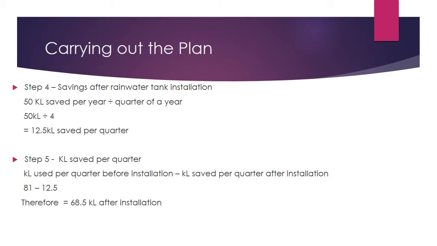Step 4, we look at the savings after the rainwater tank was installed, which is 50 kilolitres saved per year divided by the quarter of the year, which is 4. That equals 50 kilolitres divided by 4, which equals 12.5 kilolitres saved per quarter. Step 5, we looked at the kilolitres saved per quarter, which we do the kilolitres used per quarter before installation minus the kilolitres saved per quarter after the installation, which is 81 kilolitres minus 12.5. Therefore, 68.5 kilolitres is being used after the installation.